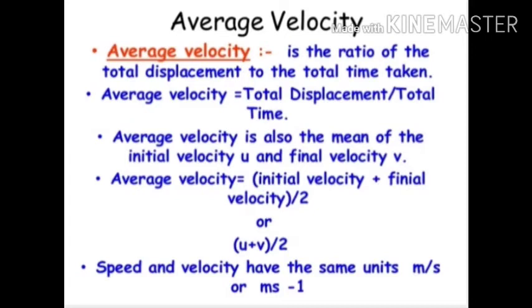If u is the initial velocity and v is the final velocity of an object, then average velocity is equal to u plus v divided by 2, and it is having the unit meter per second.